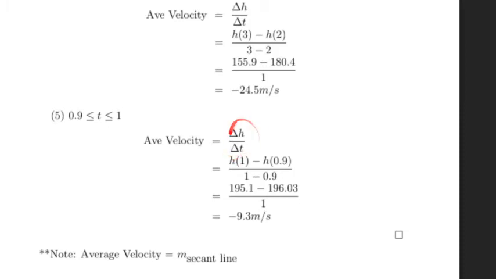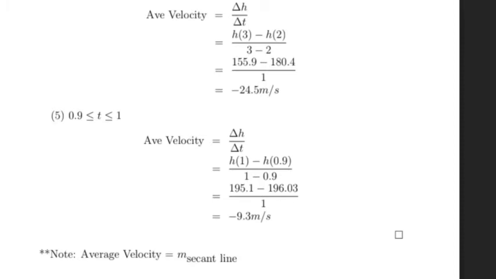And the average velocity will be the change in height over the change in time. So h of 1, the second value here, the end of our interval, minus h at 0.9, over 1 minus 0.9. Oh, sorry, that should have been right there, 0.1. It is 0.1 when I do the calculation. Take the difference and you get negative 9.3. And so again, it's close to that negative 9.81 that we would expect at 1 second.